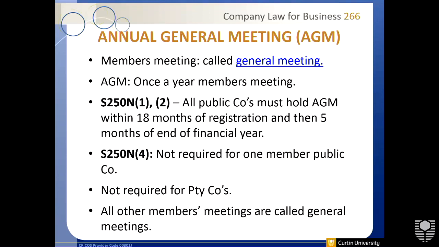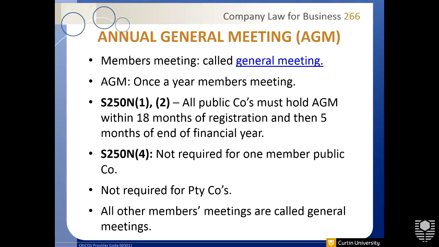So a members' meeting is called a general meeting, and it will be held once a year. Under Section 250N sub 1 and 2, all public companies must hold an AGM within 18 months of registration and then within 5 months of the end of the financial year. So if your financial year ends on the 31st of December, by which time must you have an annual general meeting? By May, that's right, because your audited accounts will be valid for 5 months thereafter.